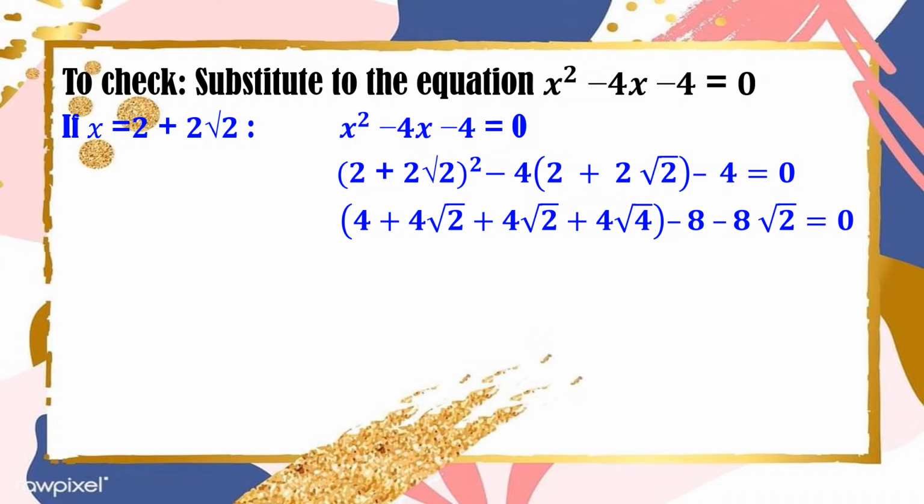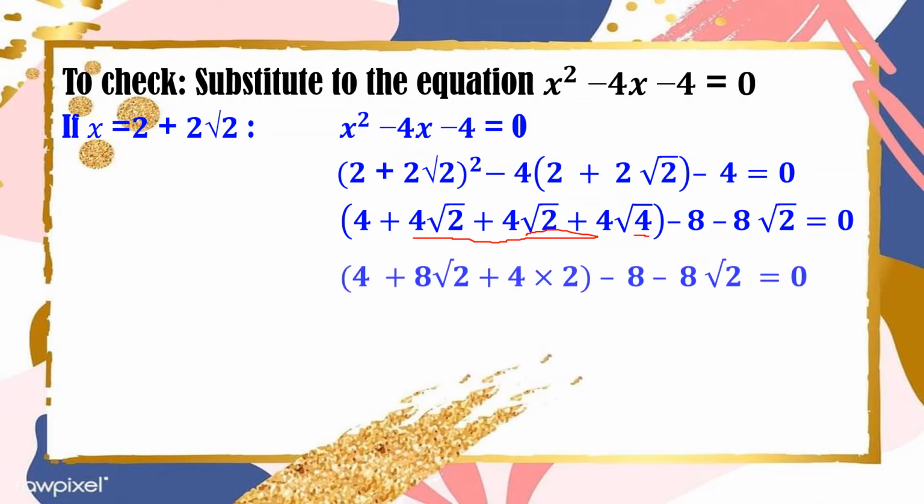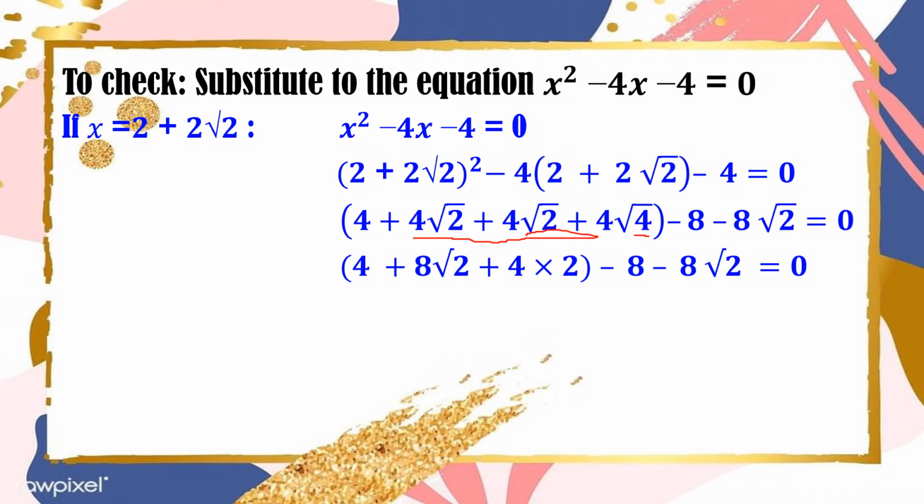So this time, we're going to add all the like terms. So 4 square root of 2 and 4 square root of 2. And of course, we're going to get the square root of 4. So it will become the quantity of 4 plus 8 square root of 2 plus 4 times 2 minus 8 square root of 2 equals 0. Then 4 plus 8 square root of 2 plus 8 minus 8 square root of 2 minus 4 equals 0.